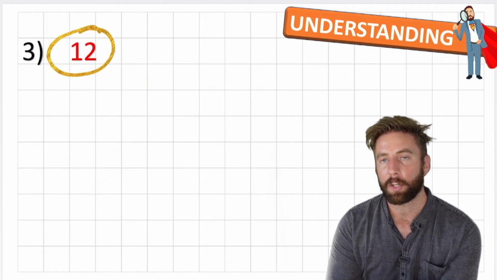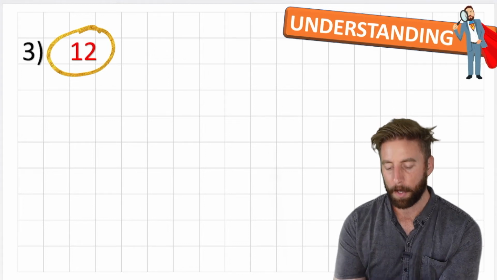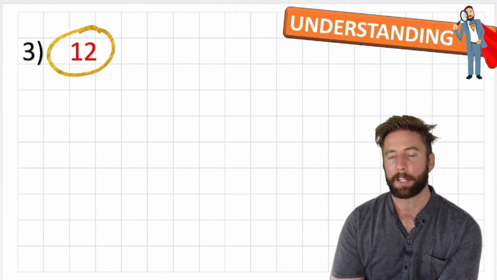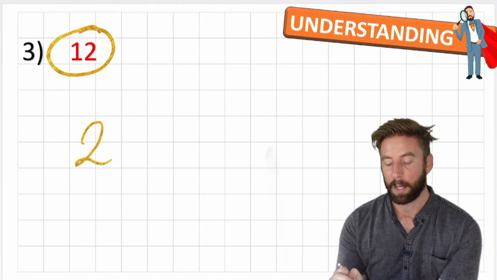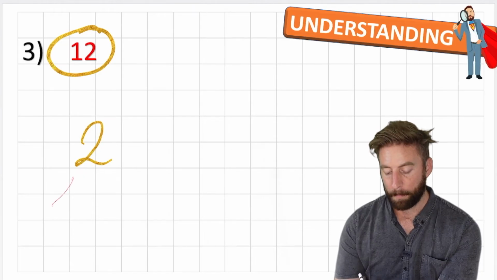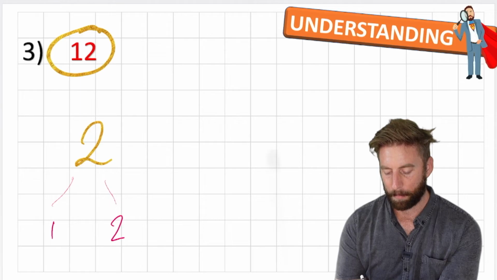Now let's just think about what I just said there. I just said all even numbers can't be prime because we can always multiply them by 2. But what about this number, the number 2? The number 2 can only be multiplied by 1 and 2. So therefore 2 is a prime number.